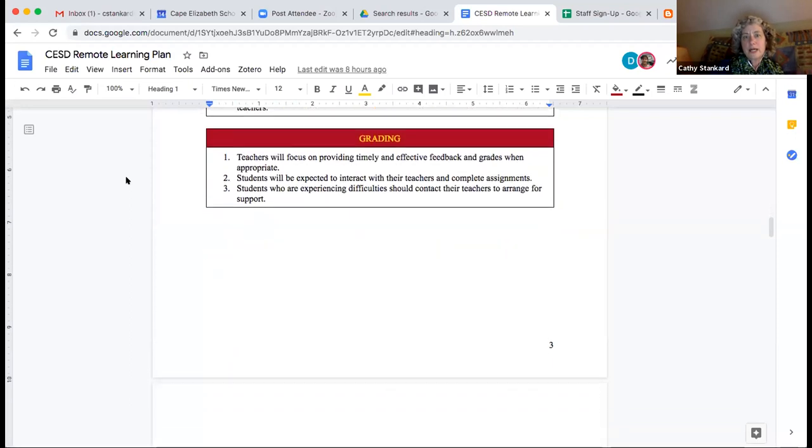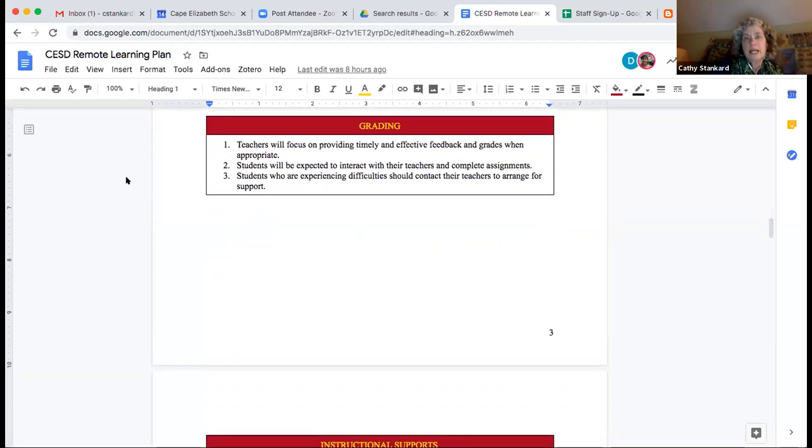And then as far as grading, as all three principals indicated, there are discussions that are ongoing, but really the emphasis is on providing feedback, timely and effective feedback, and then grades when appropriate. Obviously there is more grading at the high school than in the other two schools. Students are expected to interact with their teachers and complete assignments, as I've already said.